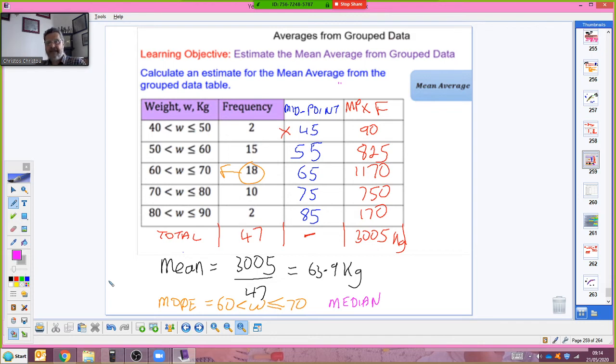Now, I've got 47 students. Don't talk, Harrison. Harrison, don't talk. So I've got 47 students. How do I find the middle student? Somebody else talk.